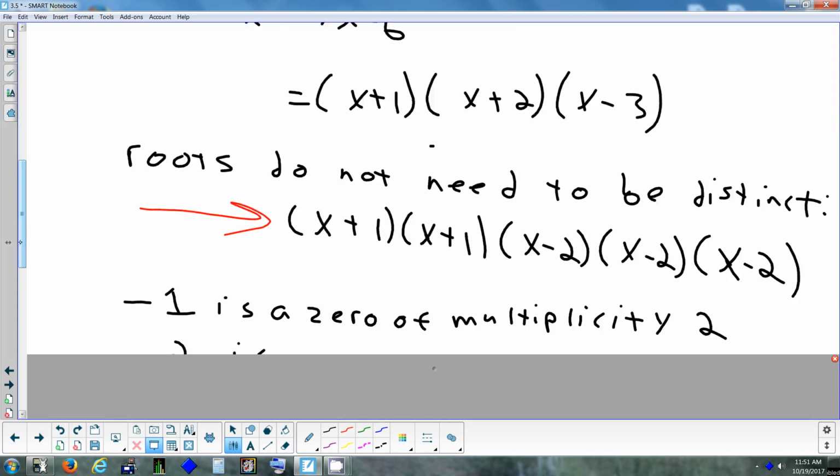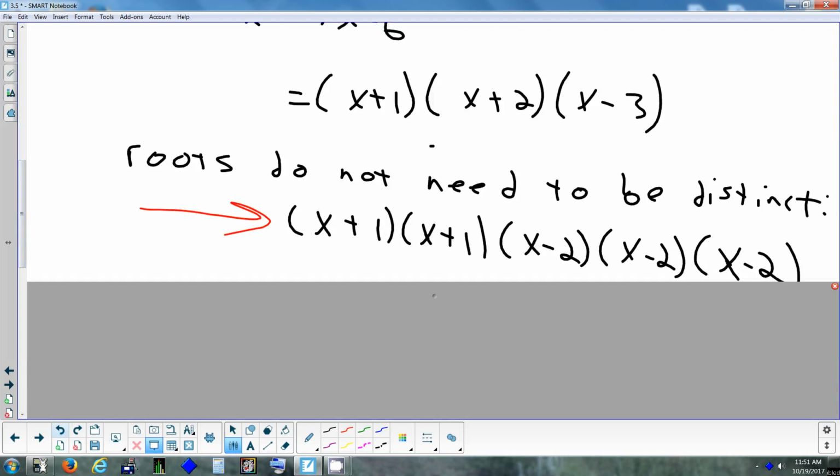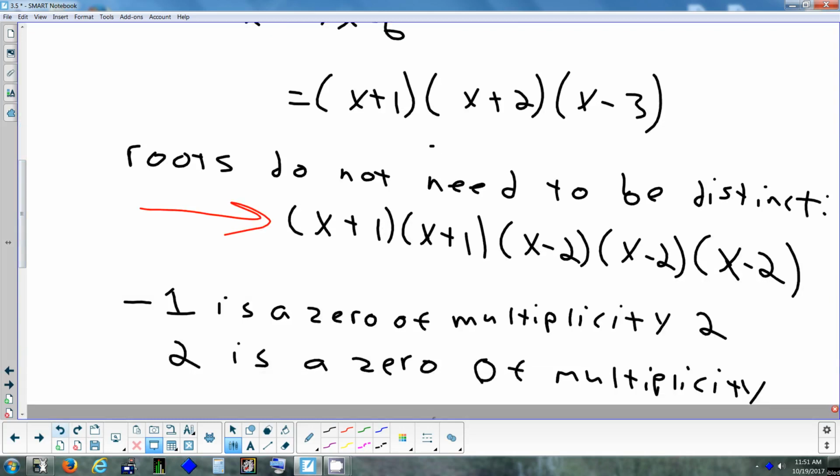And there's a couple ways you can describe how it repeats. You can say -1 is a double root, and 2 is a triple root. Or you can say -1 is a root of multiplicity 2. That just means it's a double root. It occurs twice. 2 is a root, or a 0, of multiplicity 3, because it occurs 3 times.